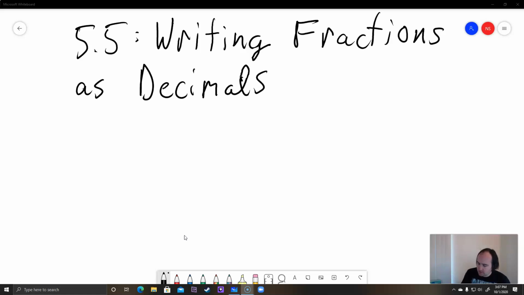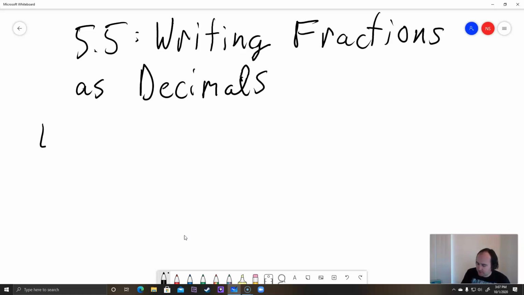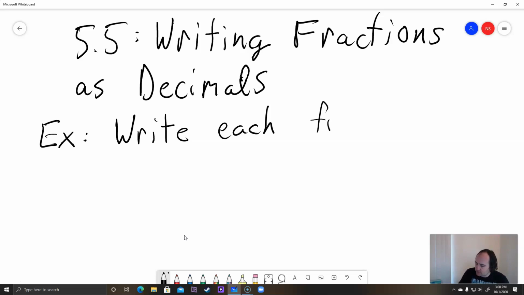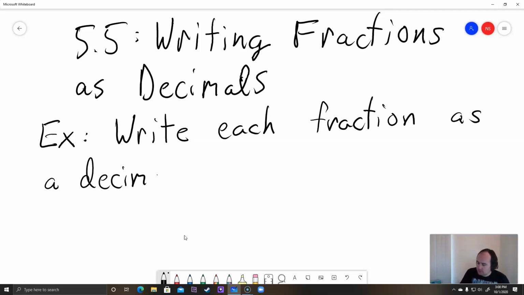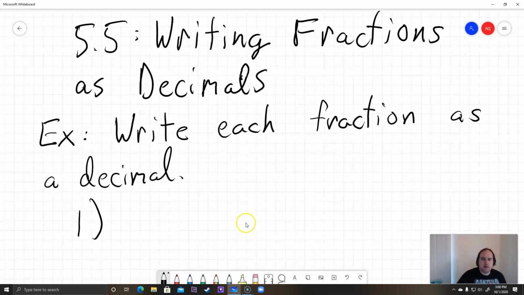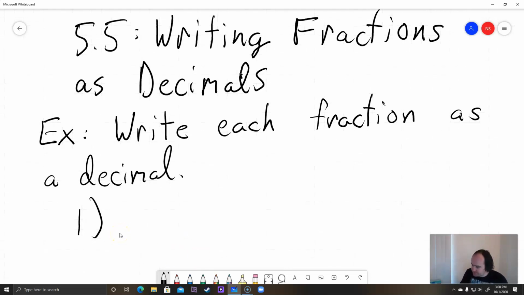Okay, so let's do an example. Write each fraction as a decimal. Okay, problem number one. For problem number one, the fraction they're giving us is 21 over 25. 21 over 25.